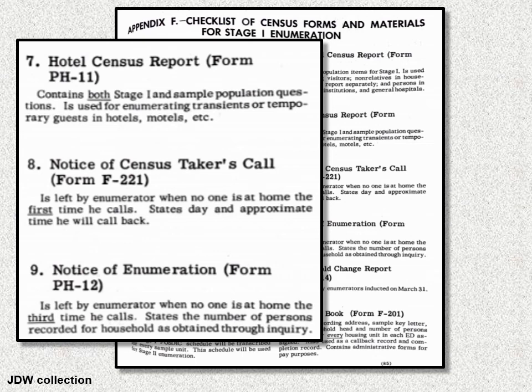There was a notice of census taker. Is left by enumerator when no one is at home the first time he calls. And then there's another form, PH12, is left by enumerator when no one is at home the third time he calls, the last time. And it states the number of persons recorded for the household. So the enumerator would say, you haven't been home. I found out from your neighbors and other sources that there are so many persons living in this place. And that's what I'm going to record for you. If you think it's wrong, you better let me know. And this is one way of reducing the undercount.